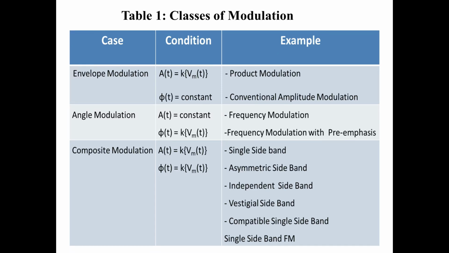Likewise, with φ(t) equal to a constant, we have what we call conventional amplitude modulation. Now, if A(t) is equal to a constant and φ(t) is equal to k times vm(t), we have what we call frequency modulation, or frequency modulation with pre-emphasis, and the case is referred to as angle modulation. The third case, which is the composite modulation, is where the condition A(t) = k vm(t) and φ(t) is also equal to k vm(t). When that happens, we have single sideband, asymmetrical sideband, independent sideband, vestigial sideband, compatible single sideband, and single sideband FM.